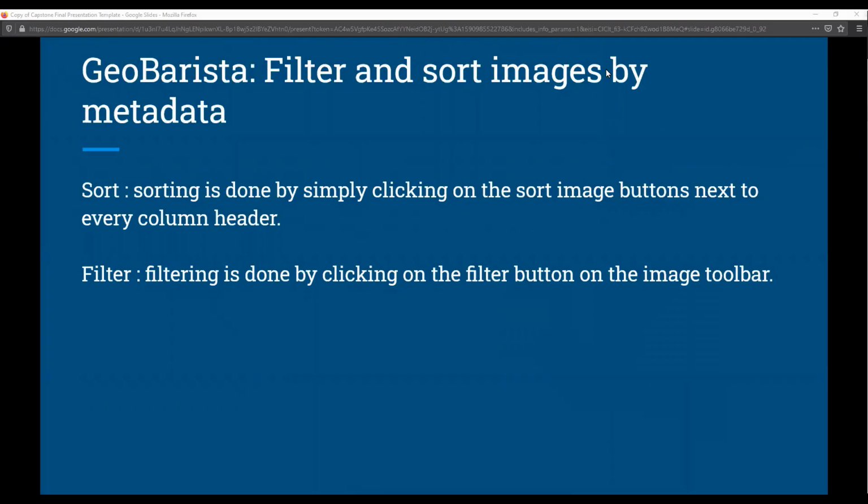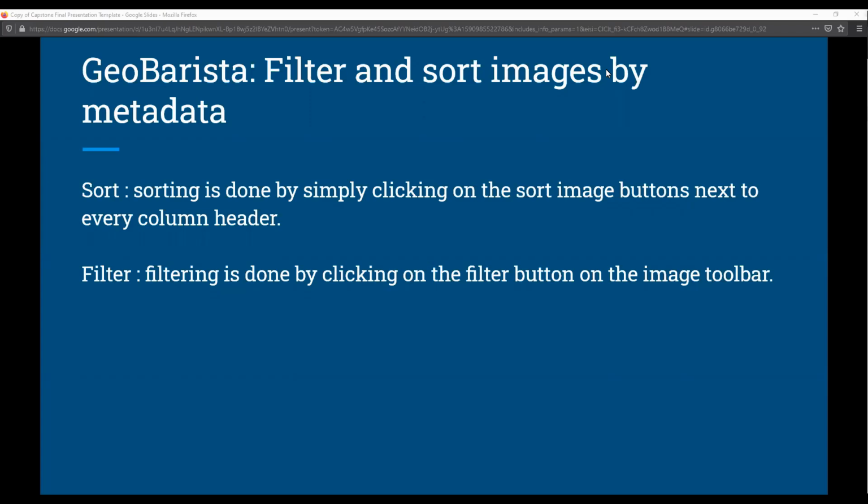Sorting is done by simply clicking on the Sort Images button next to every column header. Only one column can be used to sort at a time, with the exception of the Selected Images column. Sorting by the Selected Images column takes precedence over all other sorting options.